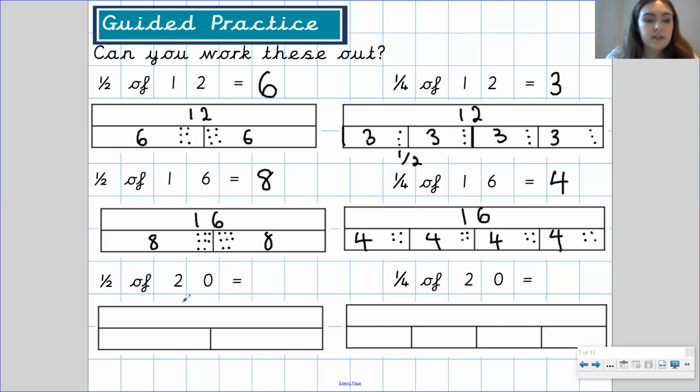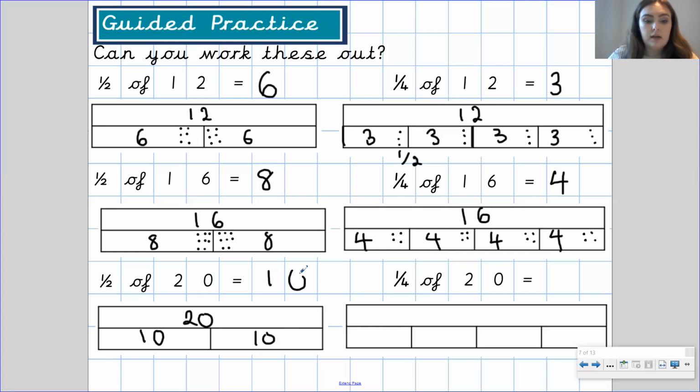Okay, let's have a go at finding half of 20. What is half of 20? Pause the video to work it out. Well done, half of 20 is 10.